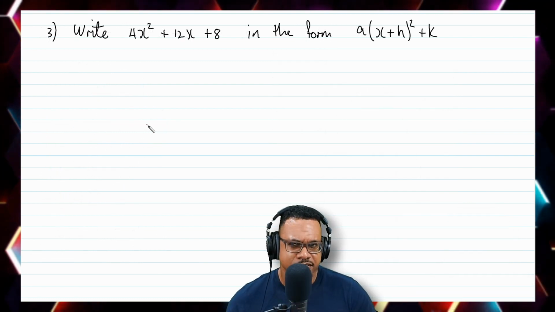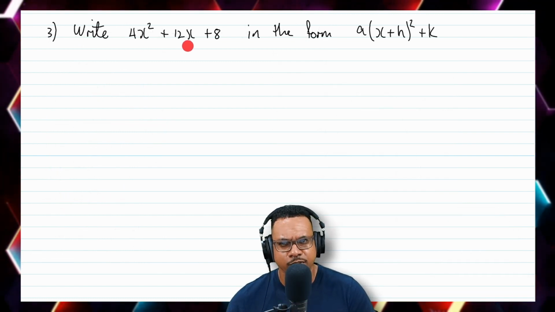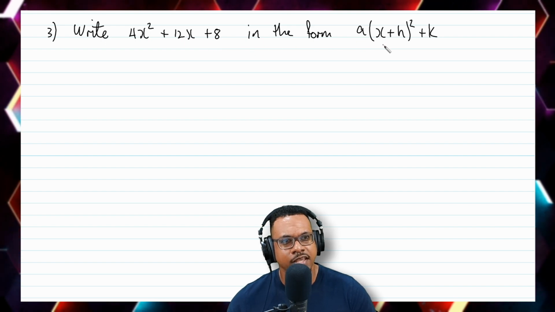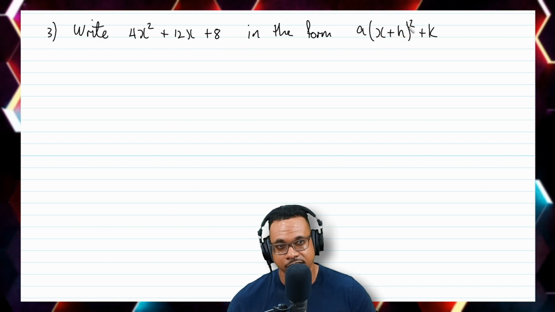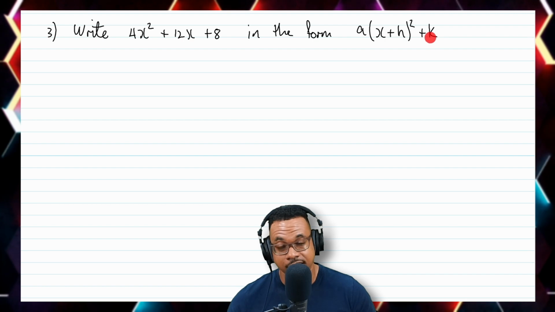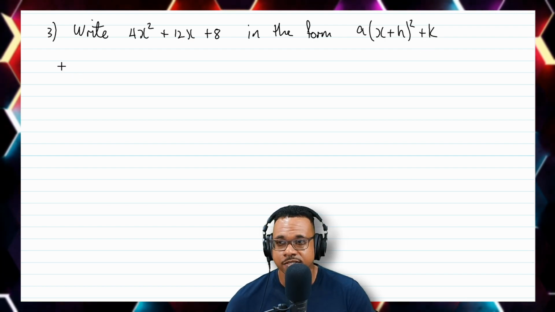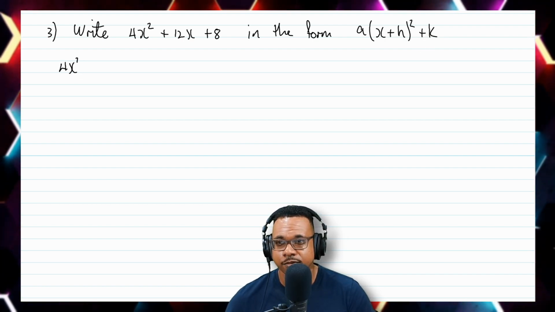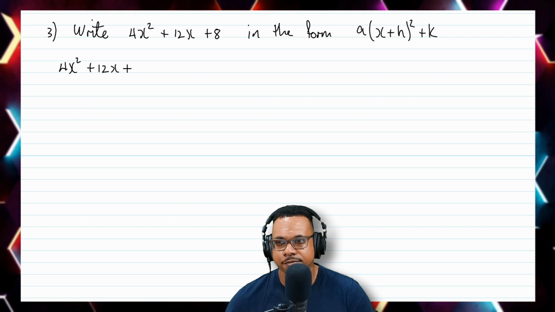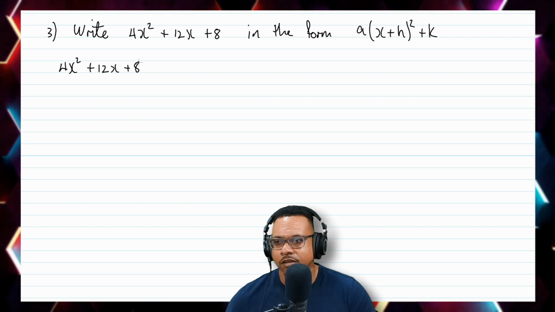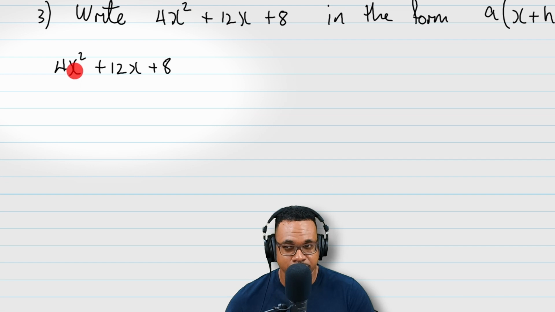So now let's look at this question, where we want to write 4x squared plus 12x plus 8 in the form a(x plus h) in brackets squared, so this is the perfect square here, plus k. So first let's write out the question: 4x squared plus 12x plus 8. Now in order to use the method, I'll have to get x squared by itself, which means I'll have to factor out the number in front of it, which is 4.